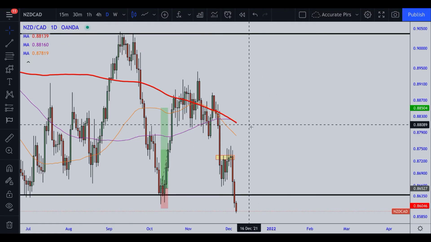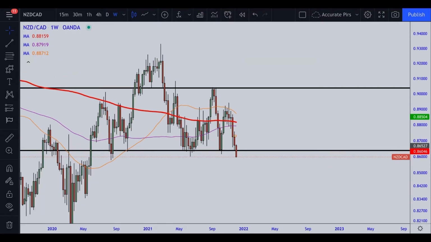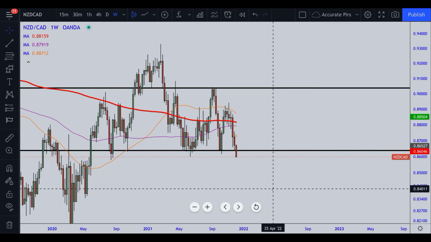Then we're going to move on to NZDCAD. This is more looking at the higher time frames. With NZDCAD, I'm going to wait on the weekly candlestick to close to see how it closes, if it's going to close below this support level or close back above it. So I do believe this is just highlighting, I just thought to bring this trade to my viewers' awareness.